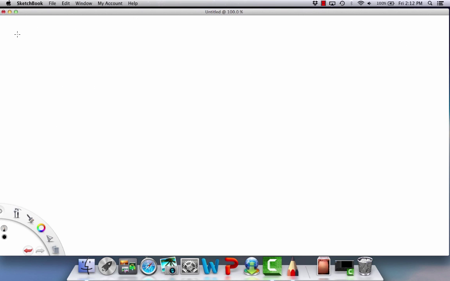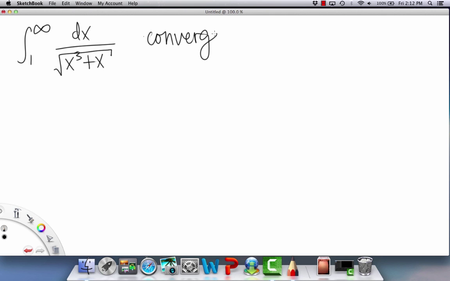Quick example. So we have the integral from 1 to infinity. So in this case, a equals 1, right? And then we're given dx over the square root of x to the third plus x. Okay, so we're asked whether this converges or diverges. We don't need to evaluate it. So does this exist or not? Does the limit exist or not?